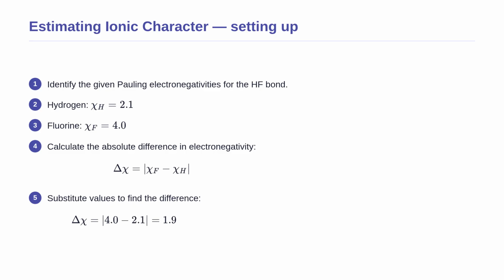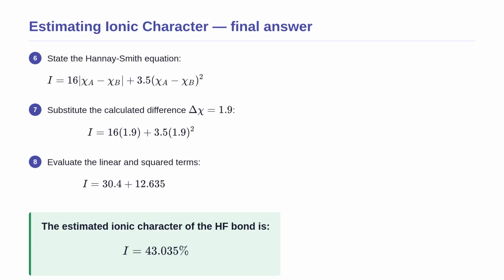This is quite large for a covalent bond, which immediately tells us to expect a very high degree of ionic character. With our electronegativity difference calculated, we can now find the final percentage. We substitute our value of 1.9 into the Hannay-Smith equation. First, we multiply 16 by 1.9 to evaluate the linear contribution, which gives 30.4. Next, we square 1.9 and multiply it by 3.5 to evaluate the squared contribution, yielding 12.635.